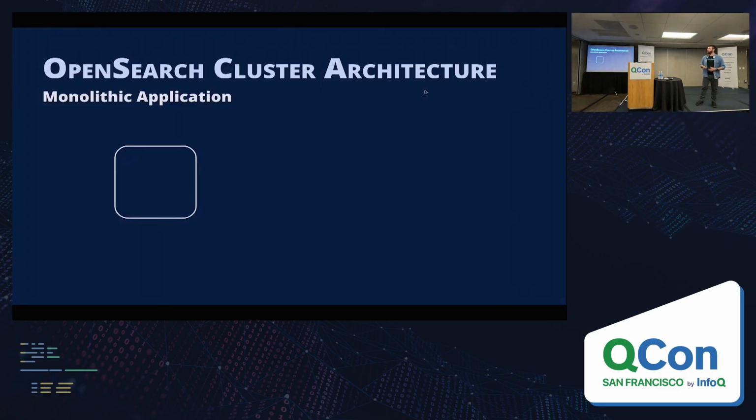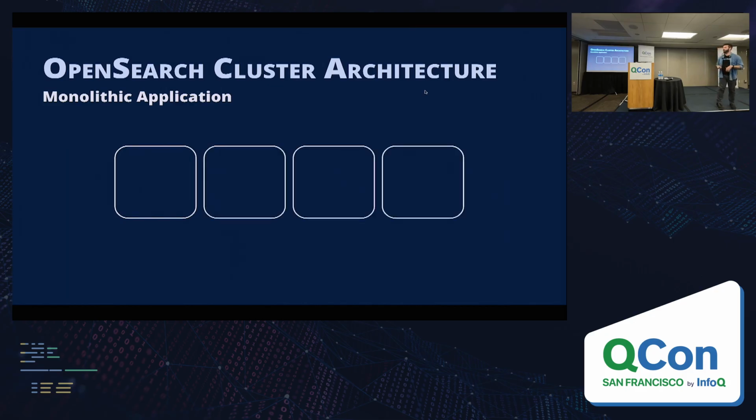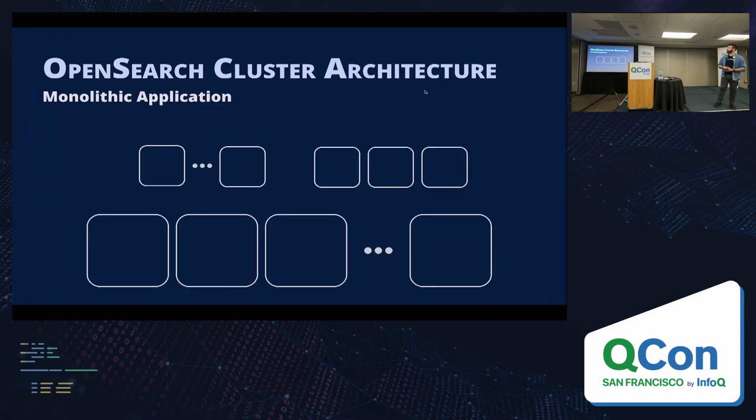OpenSearch clusters are monolithic applications. You could have it on one node, and from here on in the talk, this rounded rectangle will represent a node. A node in OpenSearch can have many roles. So you can have just one, and it'll act as its own little cluster. But you could also have many, and they'll interact together. And that's what monolithic applications are.